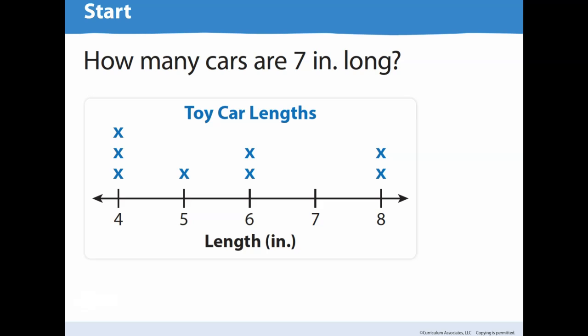Now, how many cars are there altogether? So there's three right here. One, two, three, 4, 5, 6, 7, 8. So we gathered data on 8 cars.